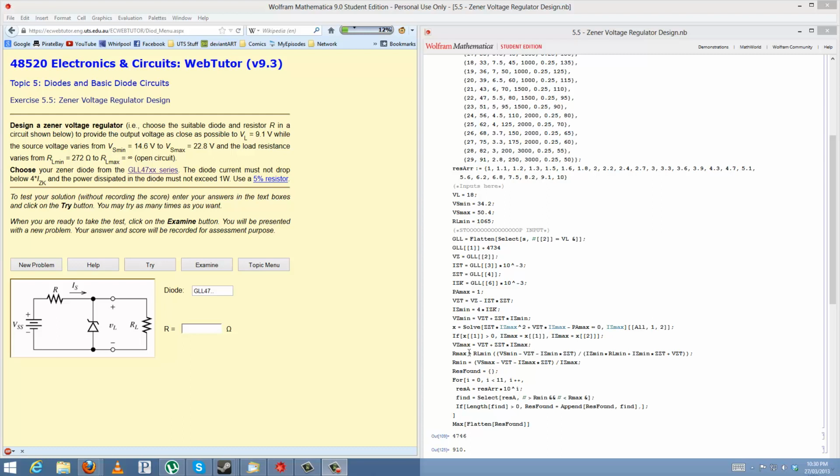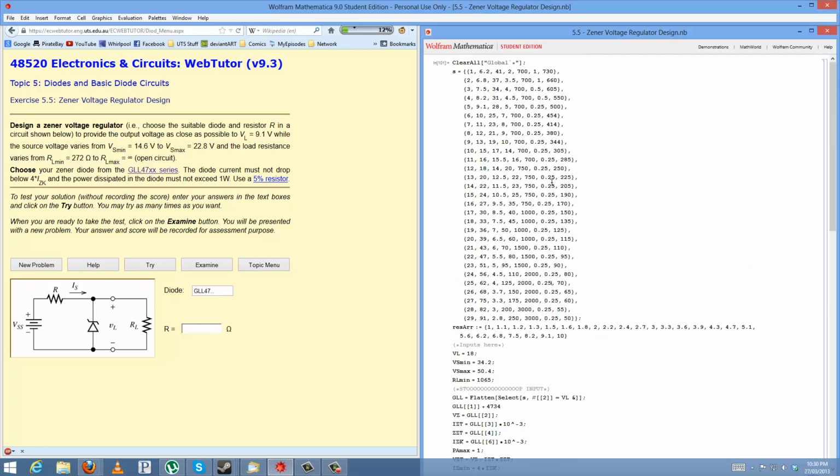Hey everyone, I'll just be going through the last question of topic 5, Zener voltage regulator design. And yeah, easy. Just download the Mathematica file either from Dropbox or Facebook page.